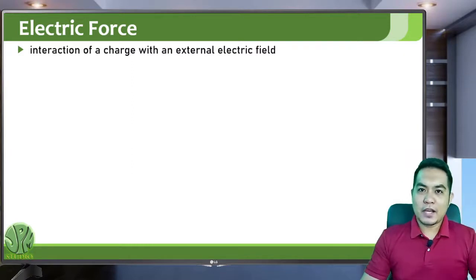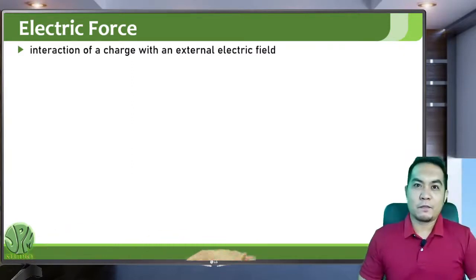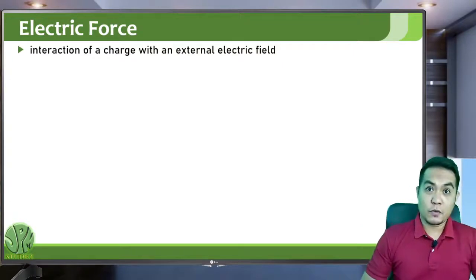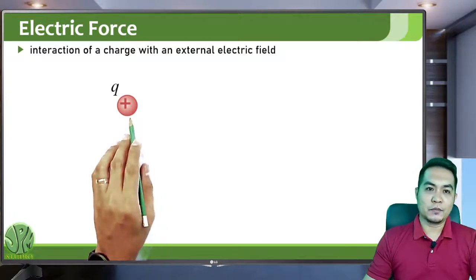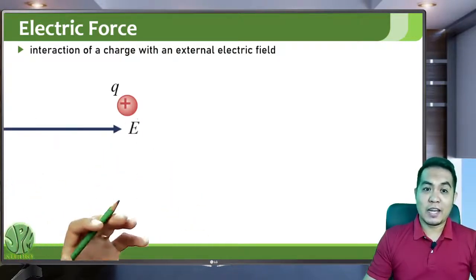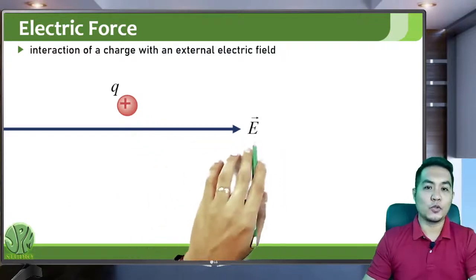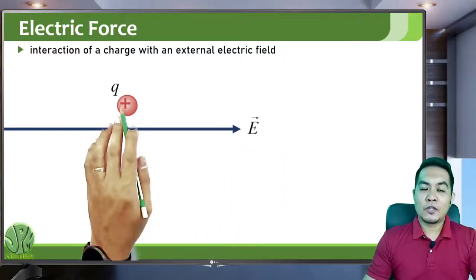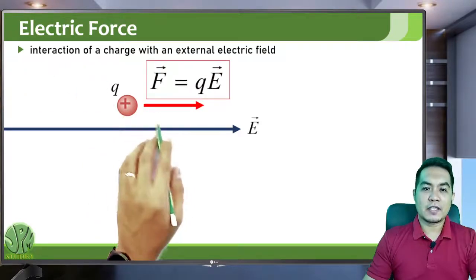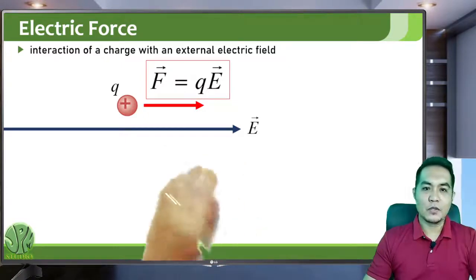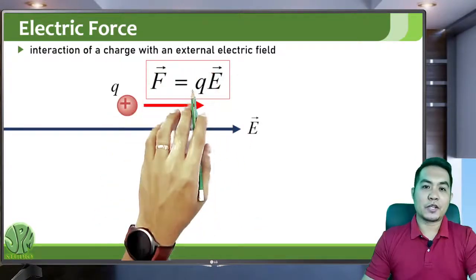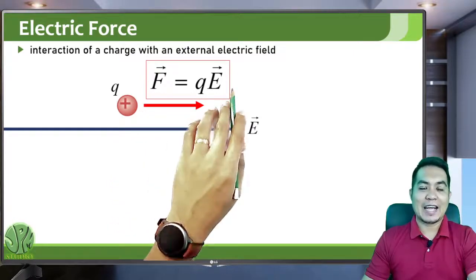As I've mentioned earlier, charges communicate with other charges through their fields, and their fields actually exert a force on other charges. So if you have a point charge Q and you place it in an external electric field, which could be due to another charge, then this charge Q will experience a force equal to the charge times the electric field. This is the relationship between electric charge, electric force, and electric field.